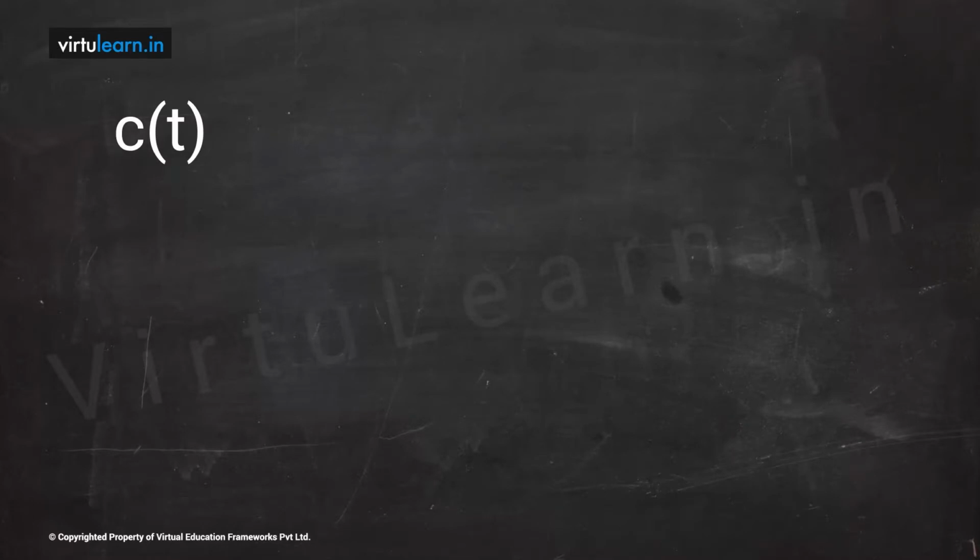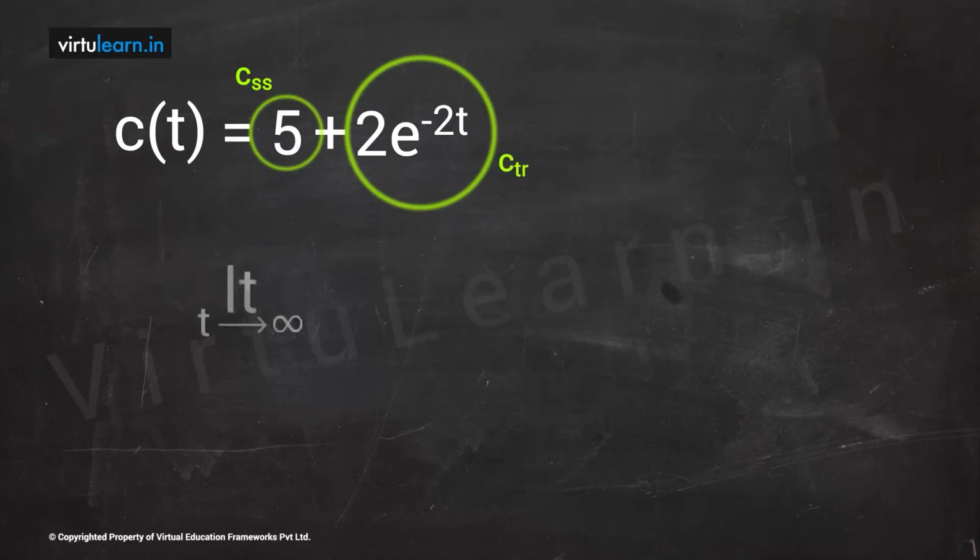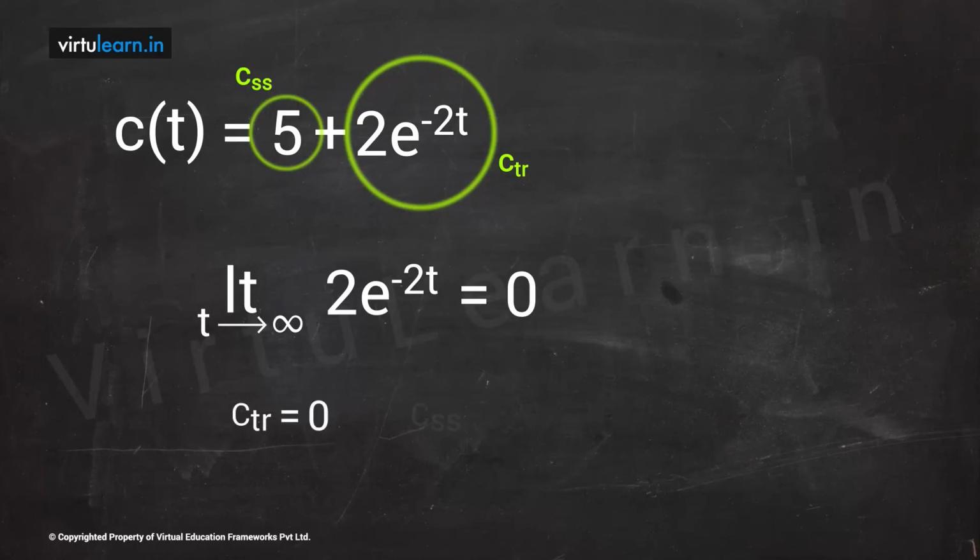Now for example, I have C of t equal to 5 plus 2 e power minus 2t. In this response, the 5 is the steady state response, because this value is independent of time and will have that value even if the time is at infinity. Whereas 2 e power minus 2t is the transient term, because as t tends to infinity this is going to be 0. So the transient term will go to 0, whereas the steady state term will be constant. So we have transient as well as steady state responses.